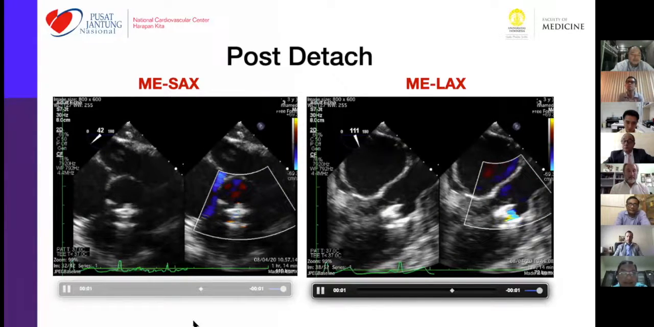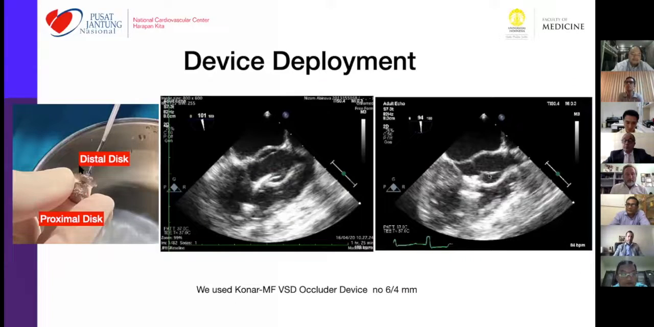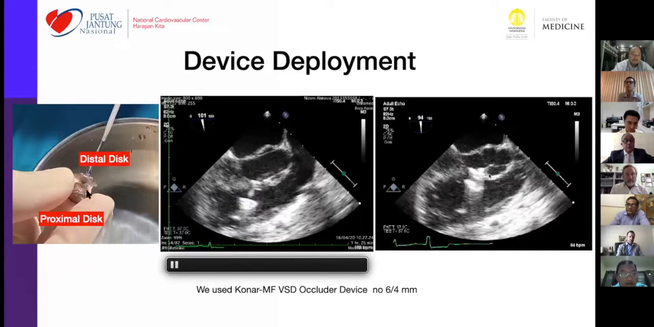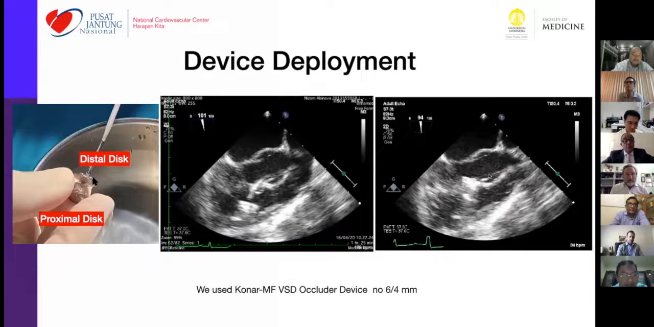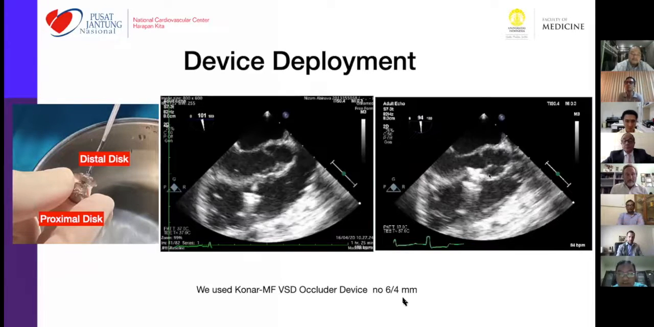The second case is a 6 year old male, 17 kilograms, with a perimembranous VSD of 2.1 to 3.4 millimeters in diameter. We connected the distal disc instead of the proximal disc, and we used the MFO 6/4. And then what happened?